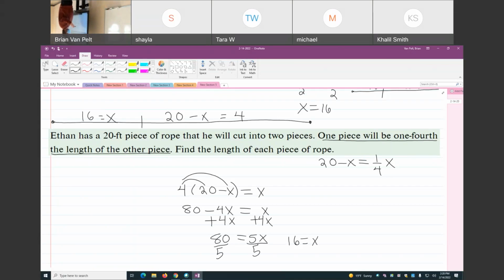So our two lengths are 16 feet and 4 feet.